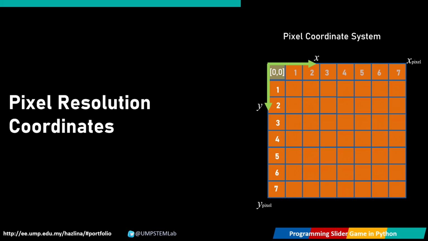For example, consider a pixel at 2, 3. 2 refers to its horizontal position from the left, while 3 refers to its vertical position from the top. This system gives us a precise way to pinpoint any pixel on the screen, making it essential for graphics programming, game development, and image editing.